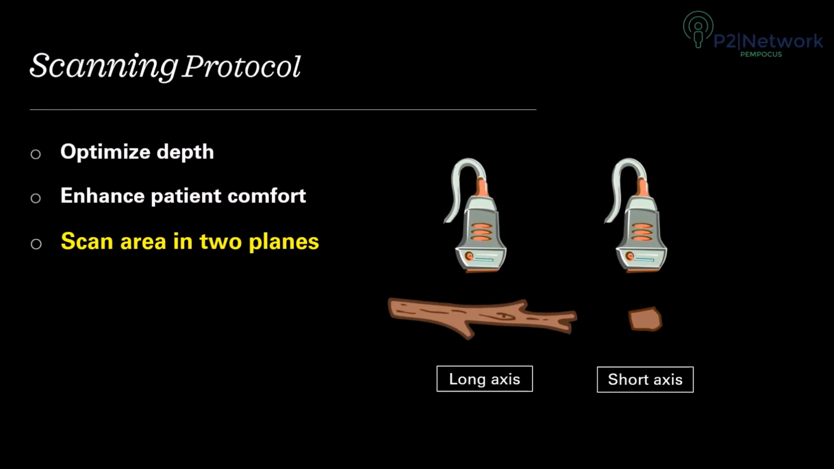Image the area in question in long axis. Repeat in short axis. You always want to see it and mark it out in long axis and short axis.